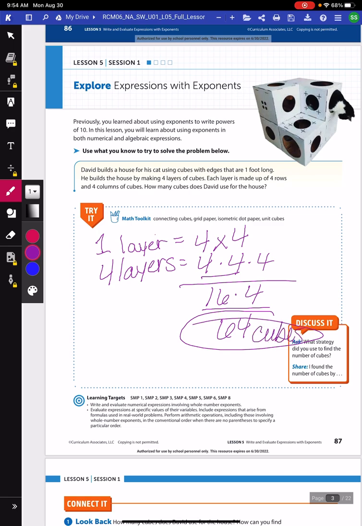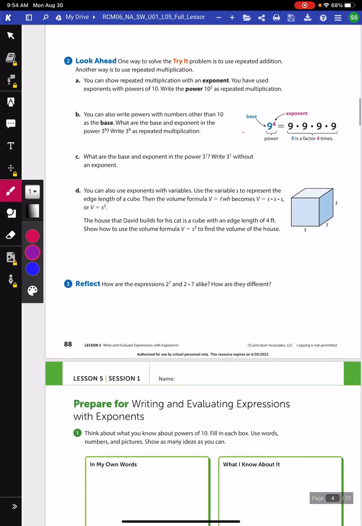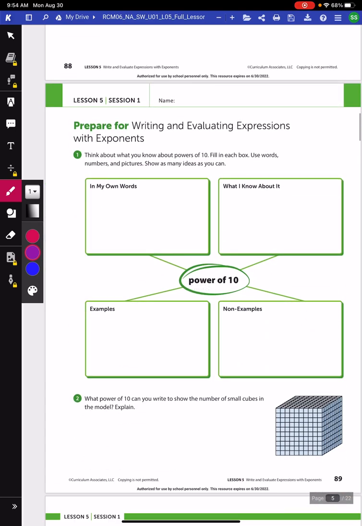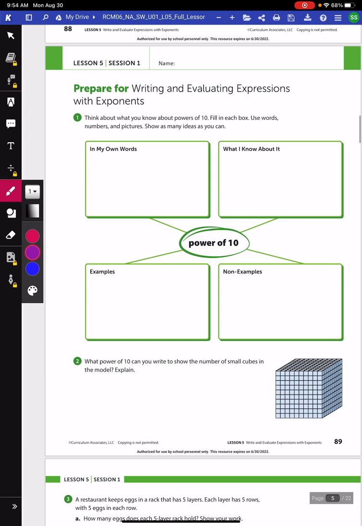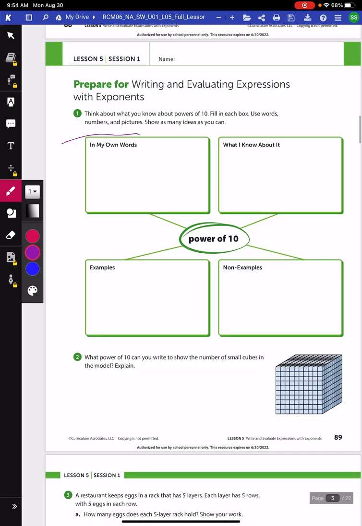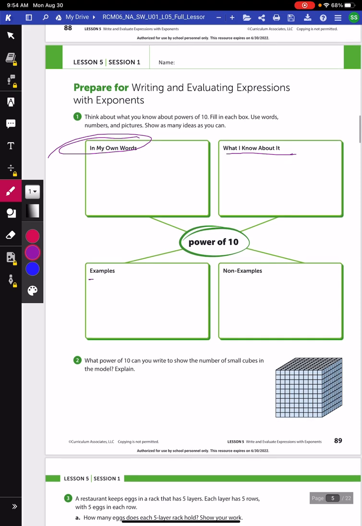All right, we're going to go ahead and move on. We're going to skip page 88. On page 89, in your own words, I want you to look in the dictionary for that, in the glossary in the back. What do you know about it? Then some examples, but you also have those in the back of the book. And what are some non-examples? So examples that would not be included for this.